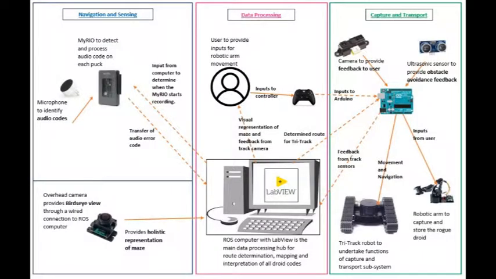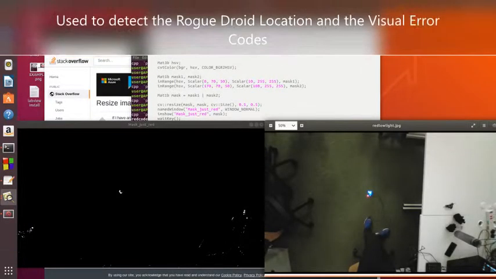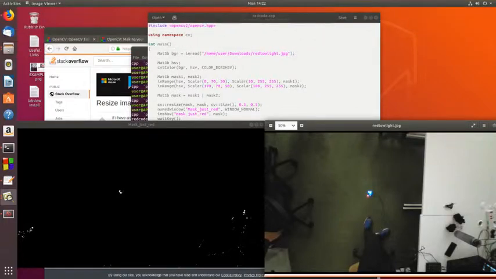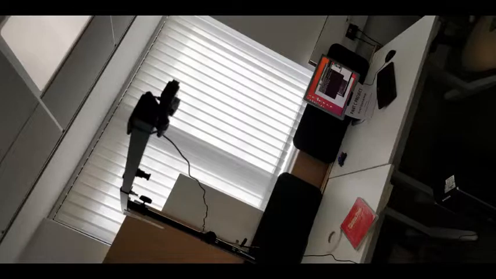It shows how the ROS PC is the hub of the solution and integrated with a MyRio, wide lens camera and an Arduino which controls the track robot. To determine the visual error codes, we'll be comparing histograms of multiple images back to a baseline image to determine how long red light is detected for. This is the setup showing an overhead camera feeding information to the ROS PC.